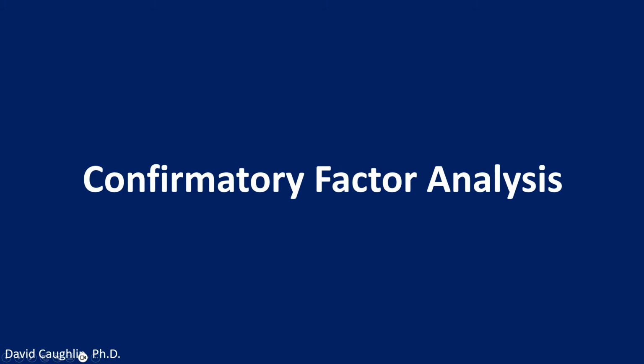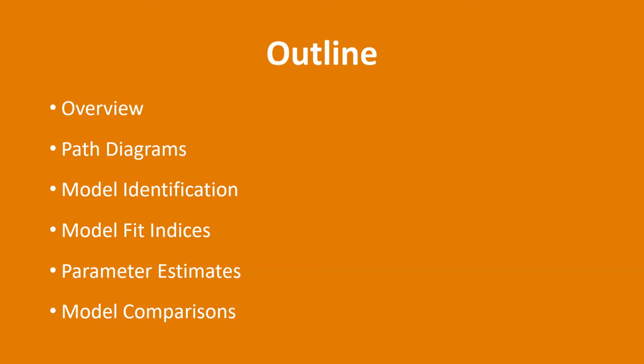In this video, we will learn about confirmatory factor analysis. So we'll start with an overview of what confirmatory factor analysis, or CFA, is. We'll talk about what path diagrams are, what model identification is in this context, what model fit indices are, as well as their cutoffs, and we'll also discuss how we interpret parameter estimates for confirmatory factor analysis models, as well as how we do model comparisons. So let's start with an overview of confirmatory factor analysis.